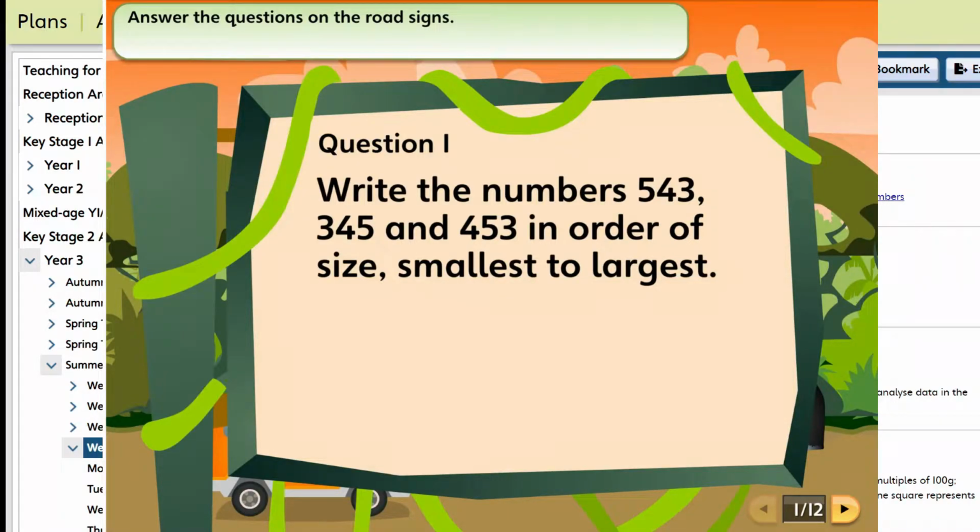Question 1. Write the numbers 543, 345 and 453 in order of size, from the smallest to the largest. Remember to pause the video at any moment when you feel that you need longer to answer a question. And when you're ready, press play again to move on to the next question.